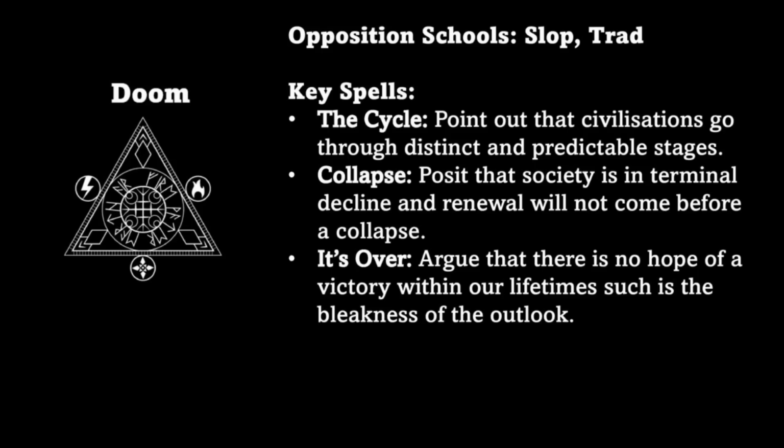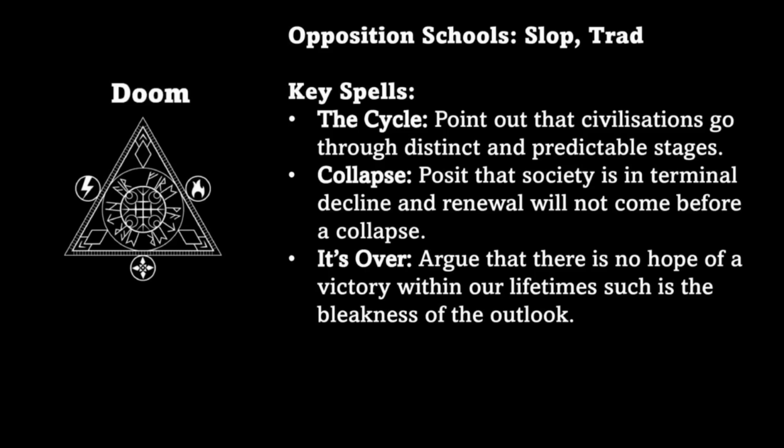Next, we have the School of Doom, and its key spell is the cycle. That is to point out that civilizations go through distinct and predictable stages. And of course, in my book, The Prophets of Doom, I talked you through many different versions of that, whether it's Spengler, Vico, Glubb, Toynbee, Evola even. Different people have different models, but they all basically show this pattern of rise and fall.